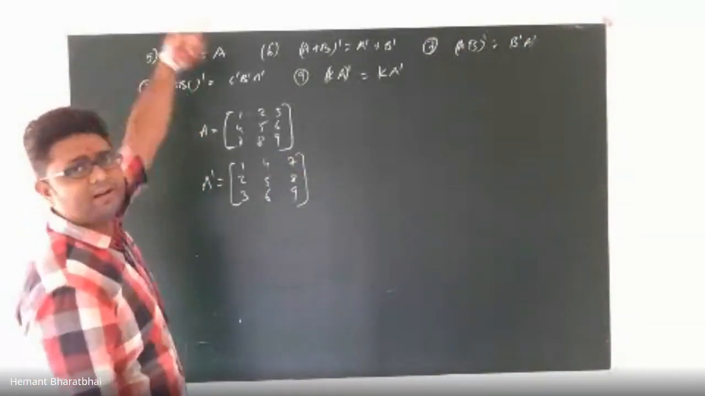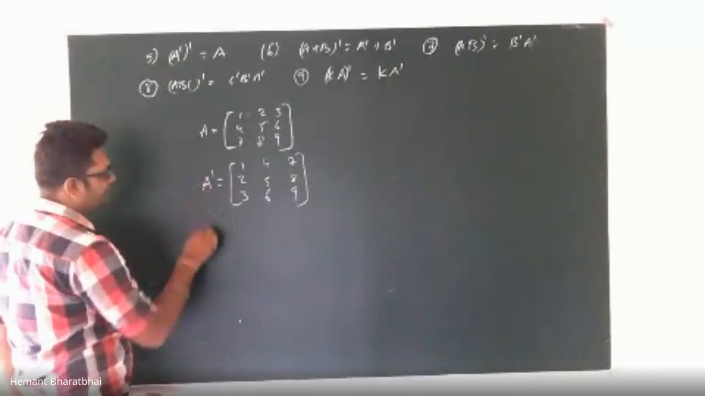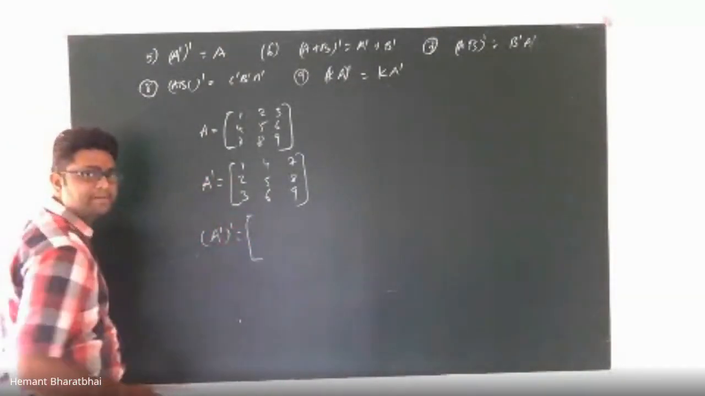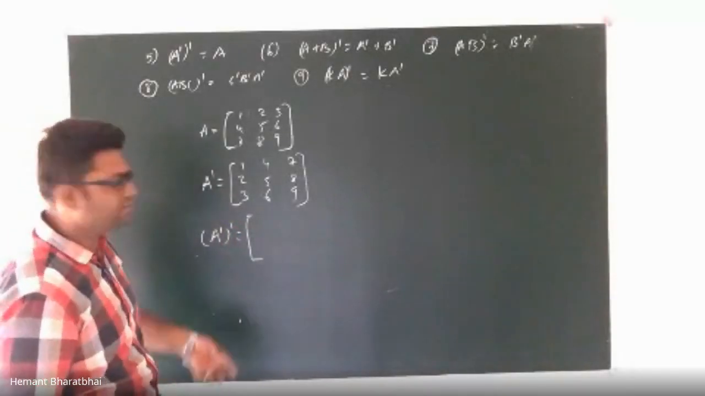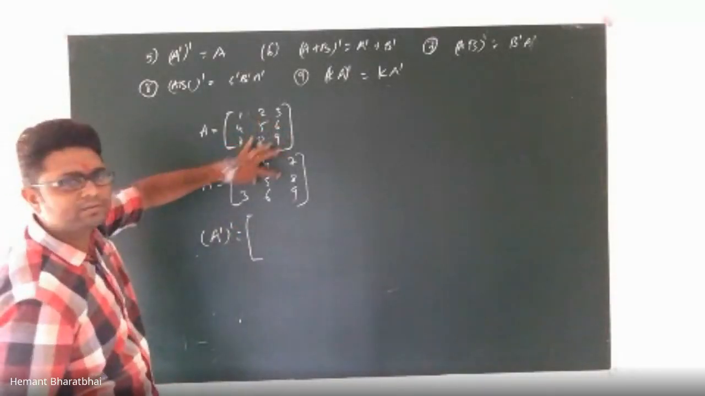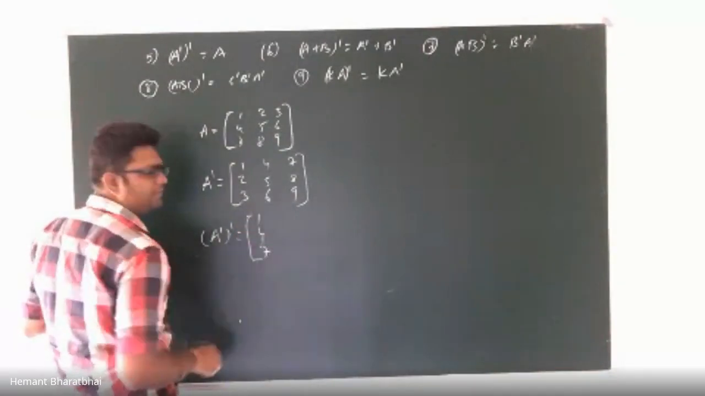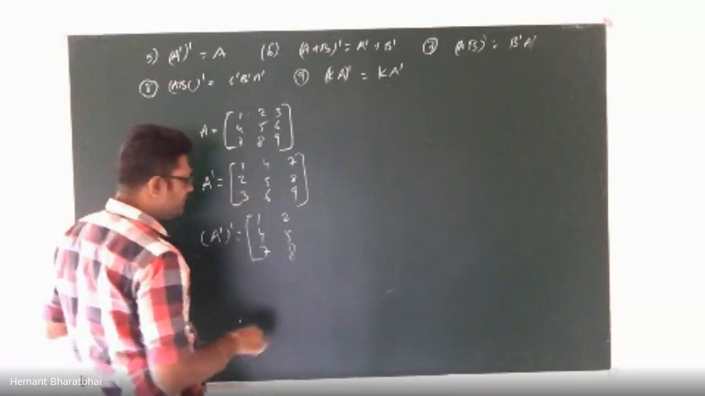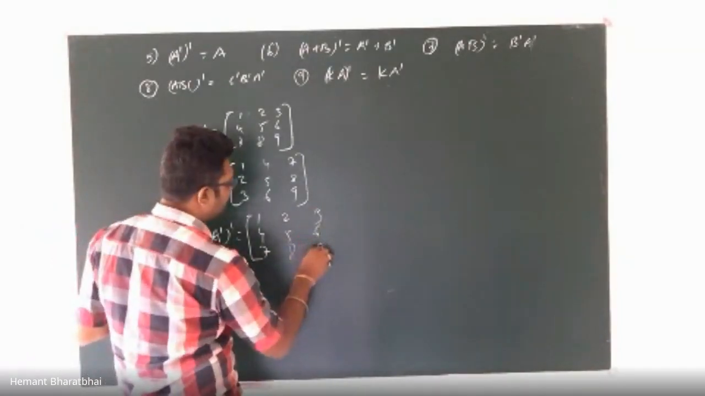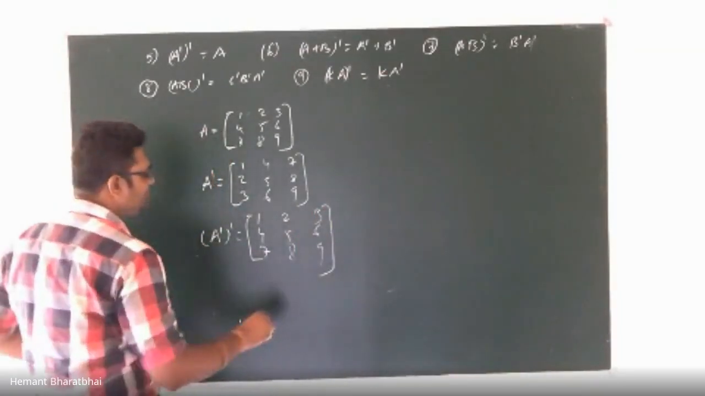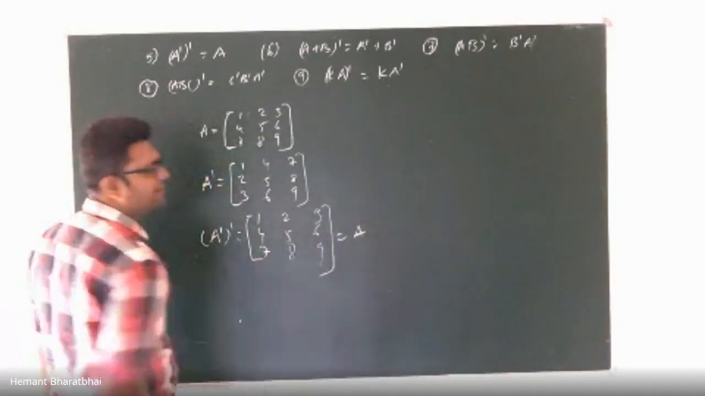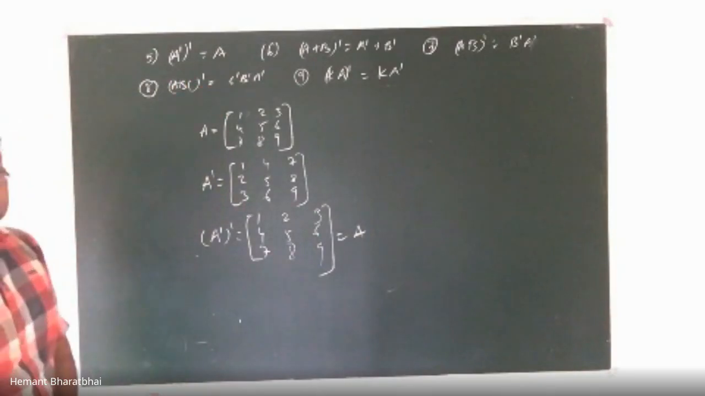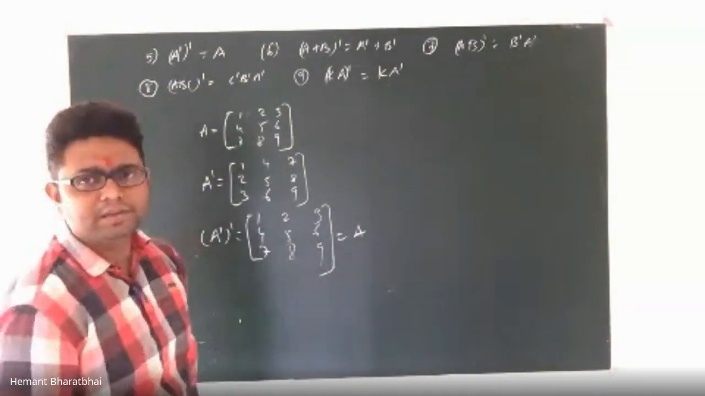Now I have to take the transpose of the transpose. So I will have to again take the transpose of it. Transpose means interchange rows with columns. So these rows will again become columns. Row 1, 4, 7 will become column 1, 4, 7. Row 2, 5, 8 will become column 2, 5, 8. Row 3, 6, 9 will become column 3, 6, 9. Is it exactly the same as matrix A? Yes. Therefore this proves the transpose of a transpose will be the same matrix.